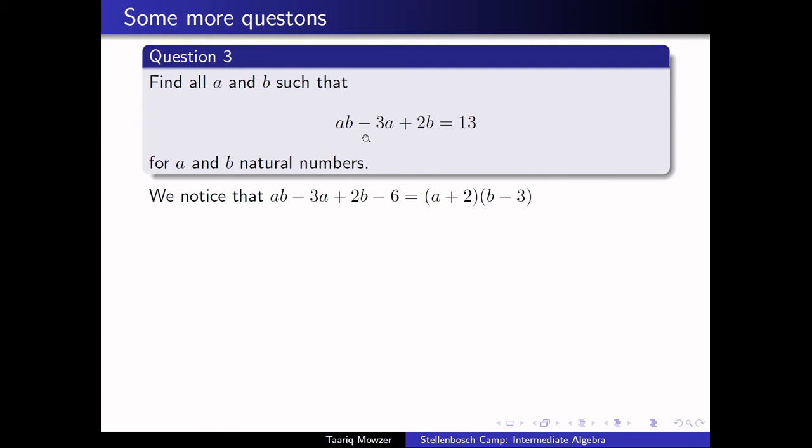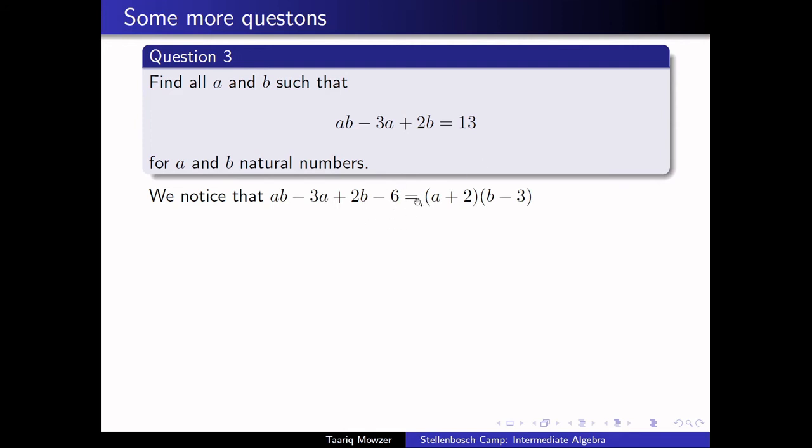Over here, you can notice that this expression can't exactly be factored, but we can subtract 6 to get the terms ab minus 3a plus 2b minus 6, and this can be factored into this. You can check by multiplying out: you get ab, you get minus 6, you get minus 3a, and you get 2b. So this is equal to this.